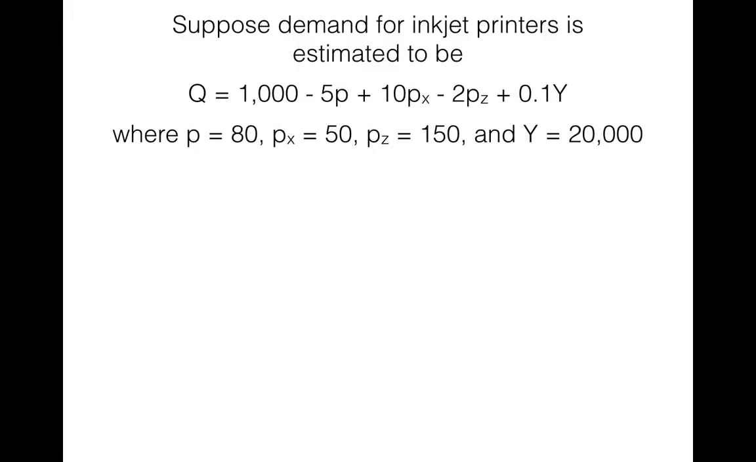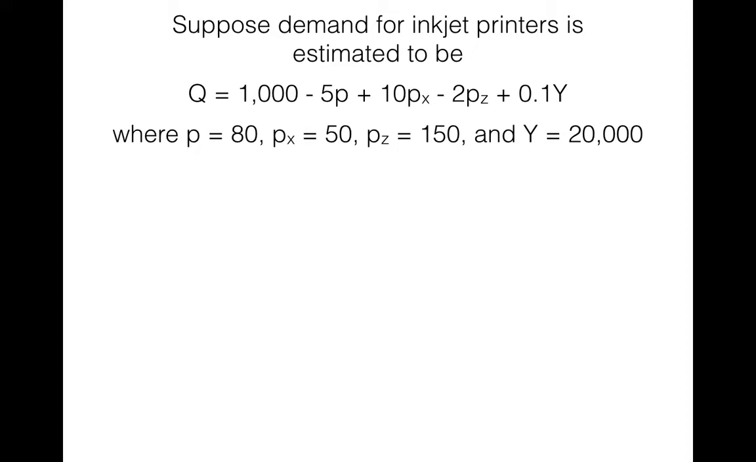So here we have a demand function for inkjet printers, where Q is equal to 1,000 minus 5P plus 10PX minus 2PZ plus 0.1Y. So it's a function of the price of inkjet printers, the price of good X, the price of good Z, and income. And these are all given to you. P is equal to 80, PX is equal to 50, PZ is equal to 150, and Y is equal to 20,000.